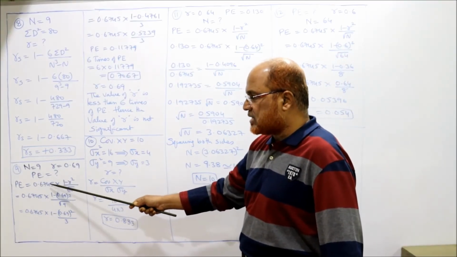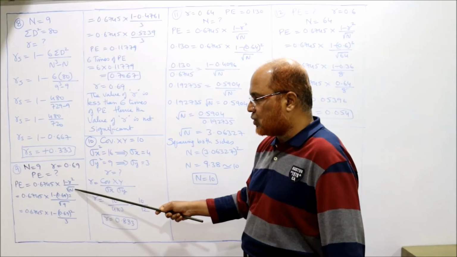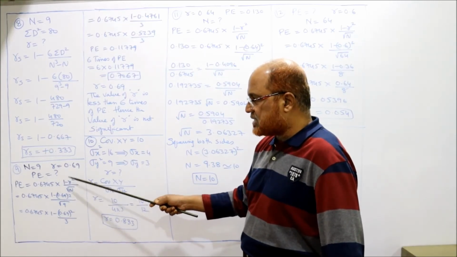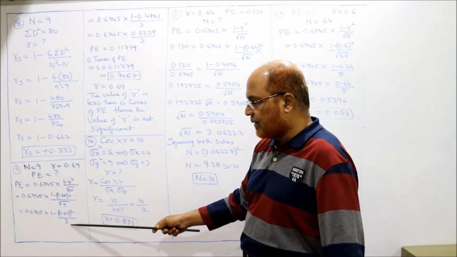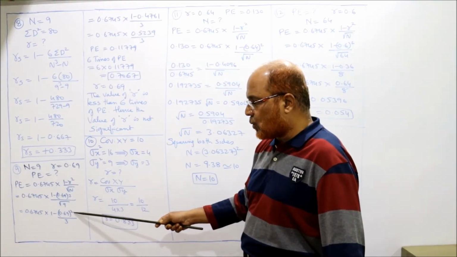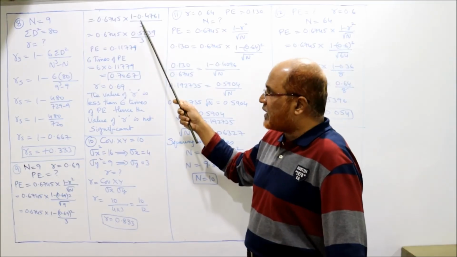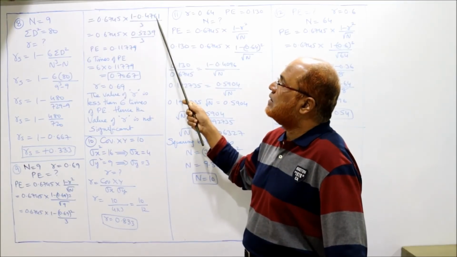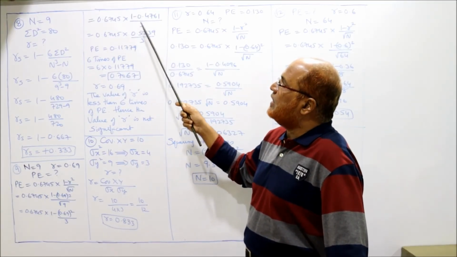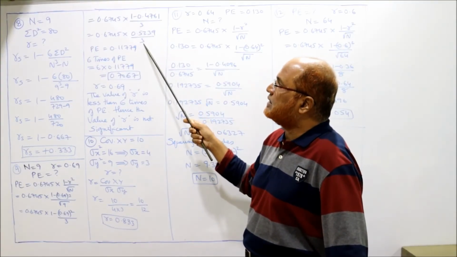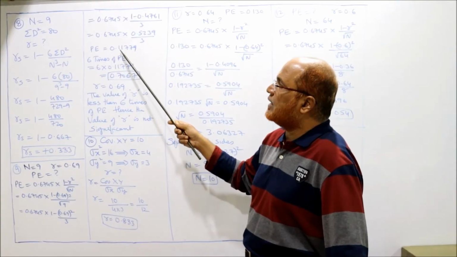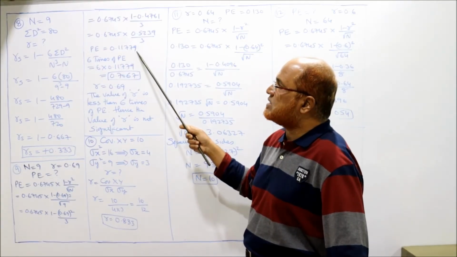So probable error is 0.6745 into 1 minus R square by root n. 1 minus 0.69 square by root 9. Root 9 is 3. Squaring 0.69 gives 0.4761. So 0.6745 into 1 minus 0.4761, which is 0.5239, divided by 3. So ultimately the probable error PE will be 0.11779.